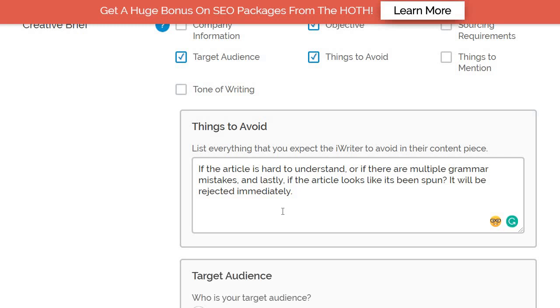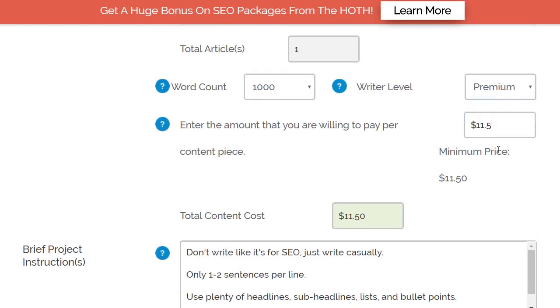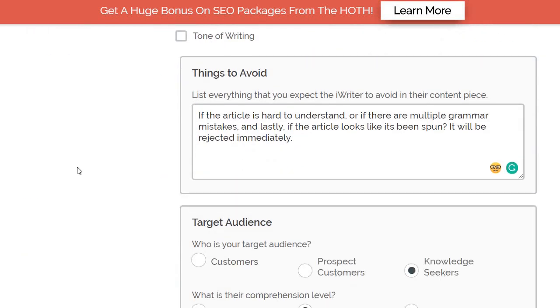I highly recommend you put this. This is a super, super important one because there are going to be a lot of people on here who will use, not premium, but say standard. They will find an article and they will spin the hell out of it. That's why I said, if it's hard to understand, you ever read an article before and you're like, what the hell did I just read? Like, that word shouldn't be there.